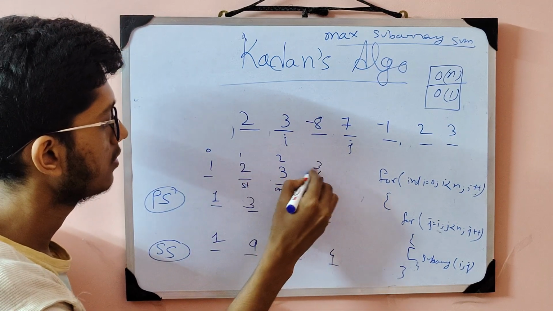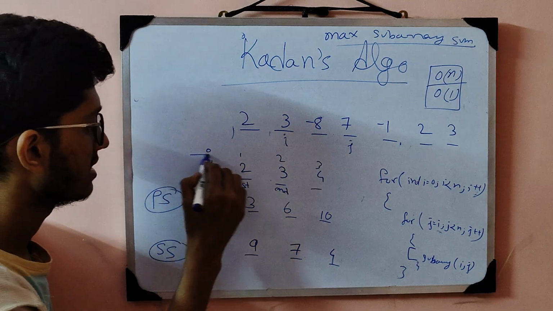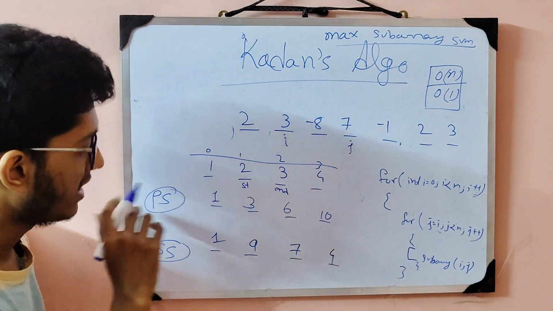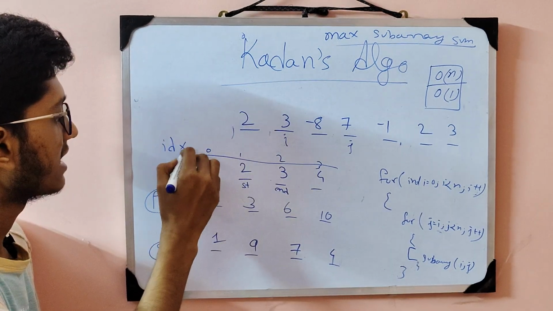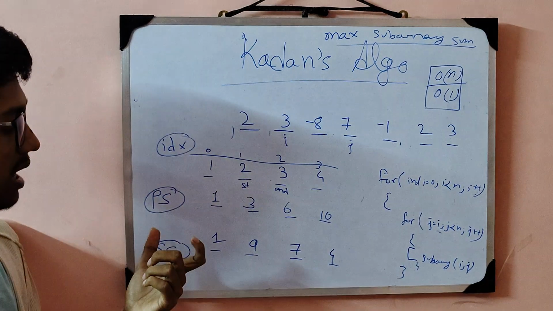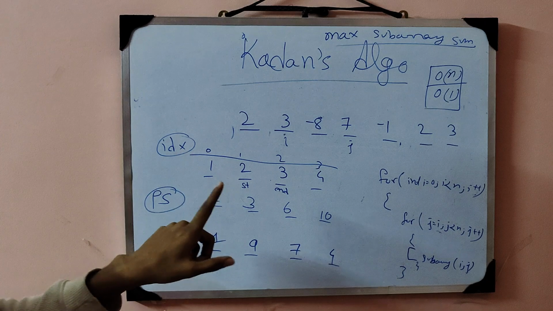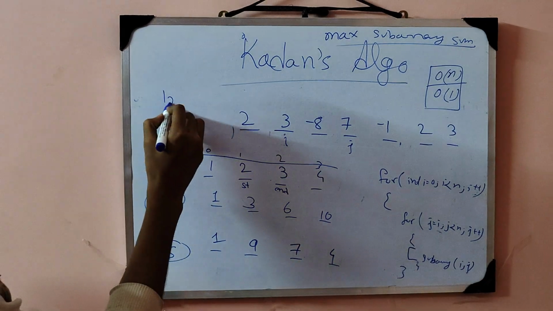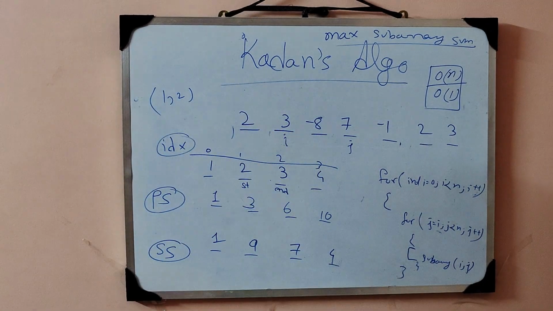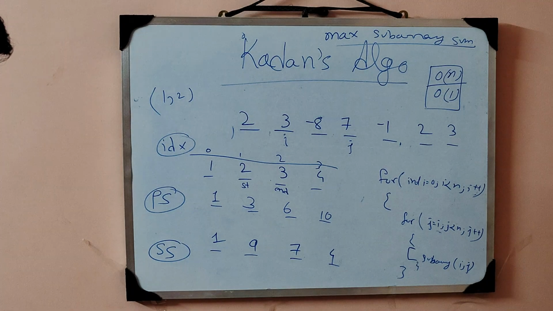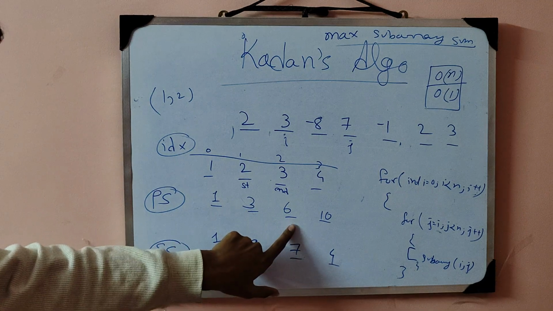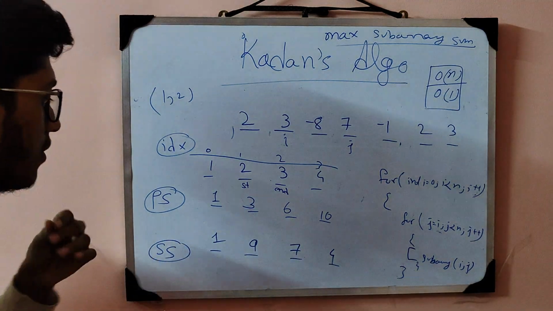0 1 2 3. Okay, these are the indexes. It may look like a dirty concept. These are the indexes, IDX. So I want you to tell me the sum for index 1 to 2. How can you do that? You can do one thing here. What can you do?